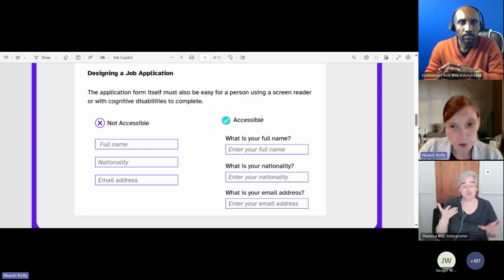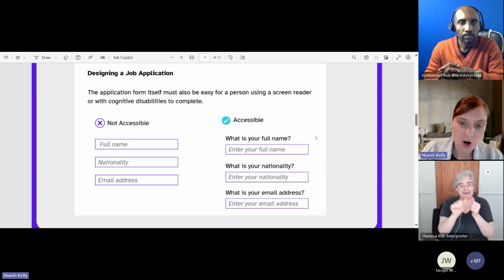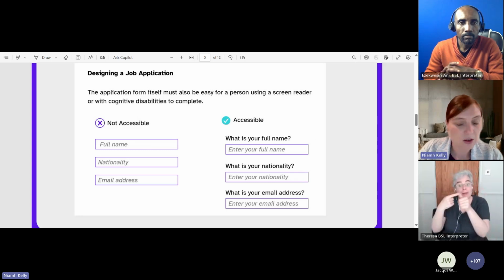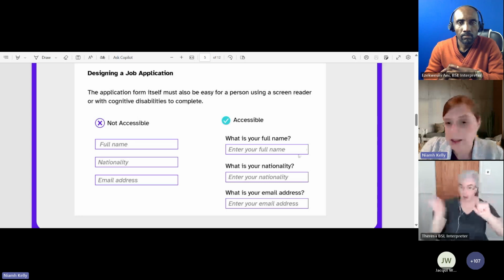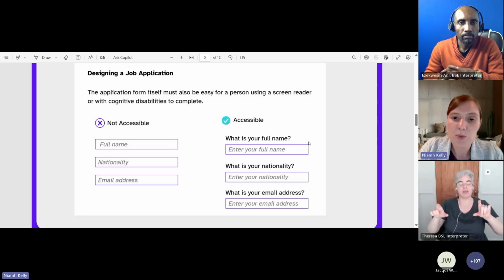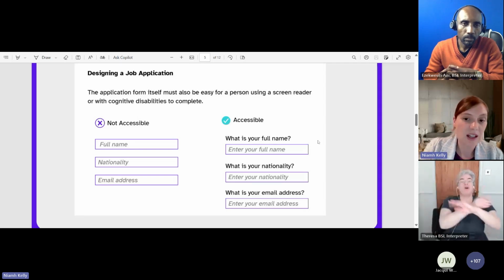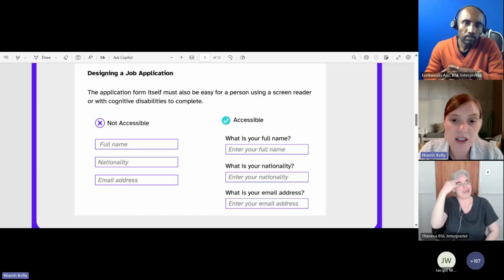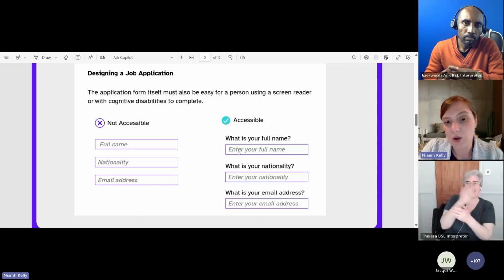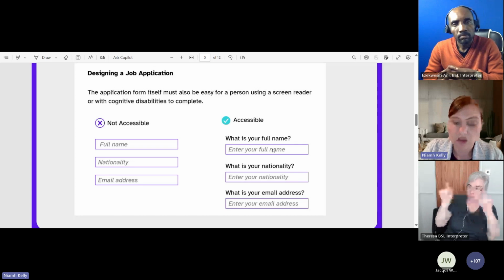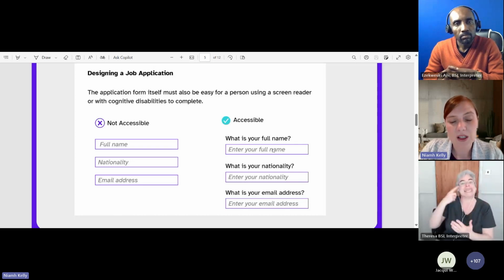So a more accessible way to have a form or a job application on your site is that you ask the question first and you can have it in the box as well. It's not necessary to be in the box, but what's very important is having the question beforehand. So that means that your designers need to look at that and your engineers also need to make sure that those boxes for screen readers are easily tabbed.